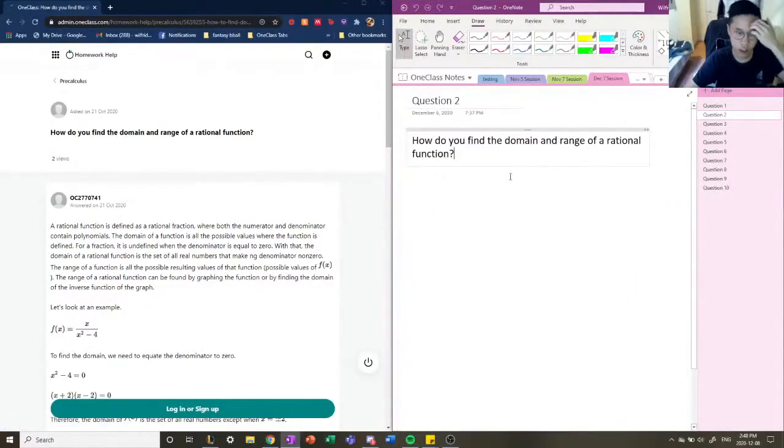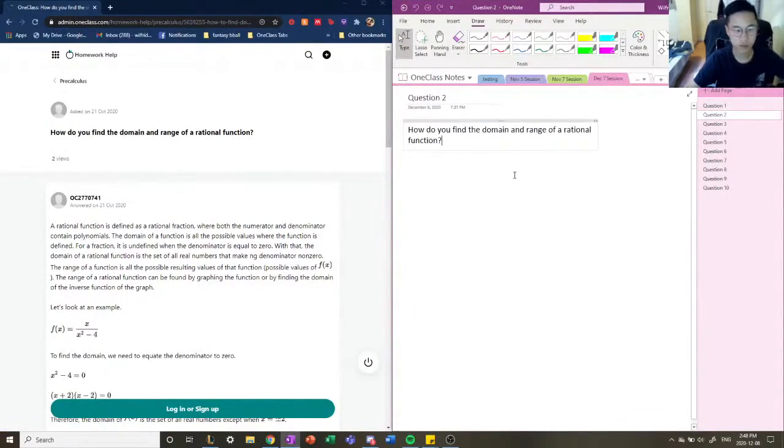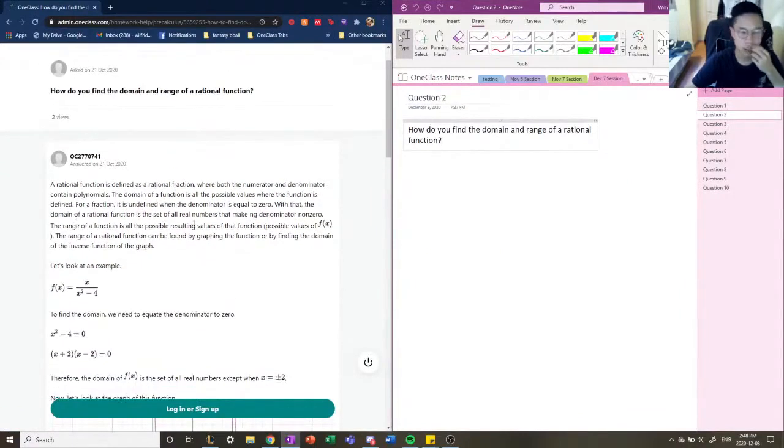All right, question number 2. How do you find the domain and range of a rational function? So in my previous lectures or sessions, I covered what the domain and what the range of a function was, and I'll repeat it again.